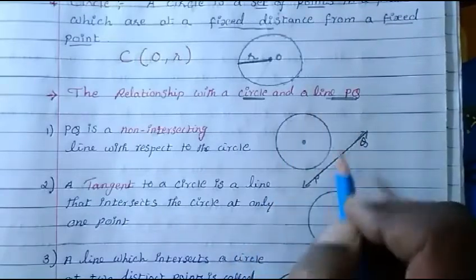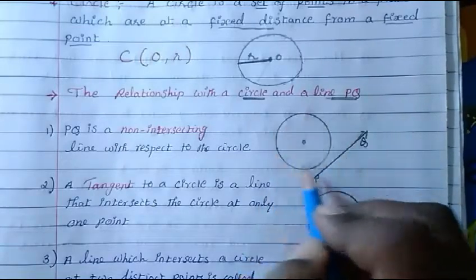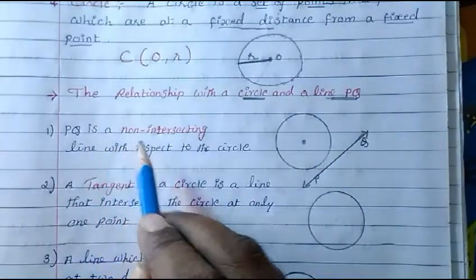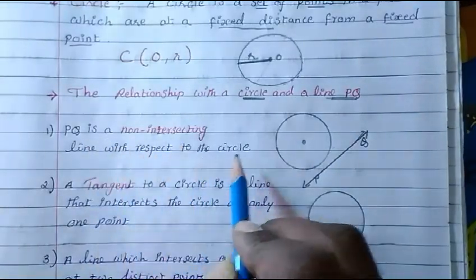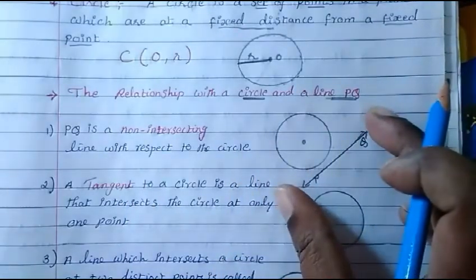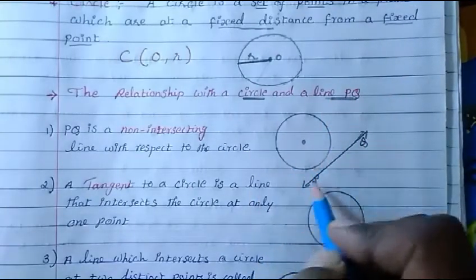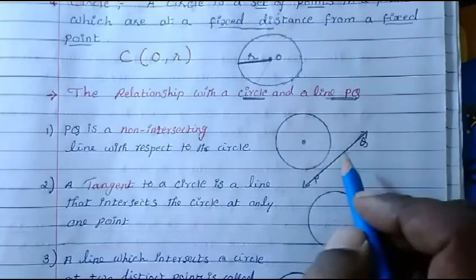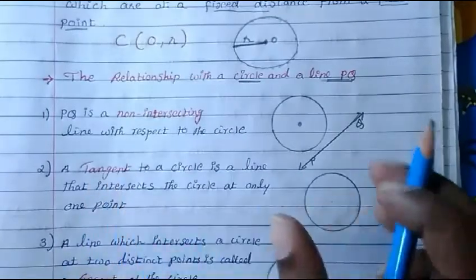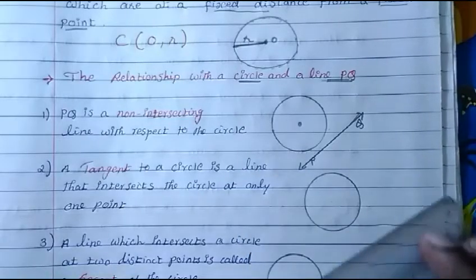Between these two, what is the relationship? This line is not touching the circle anywhere. They are separate. The circle is on one side, the line is on one side. Therefore, PQ is a non-intersecting line with respect to the circle, because nowhere is it touching. That's one relationship.